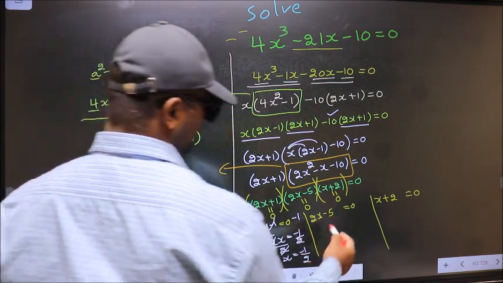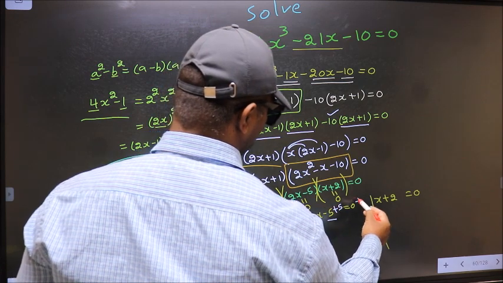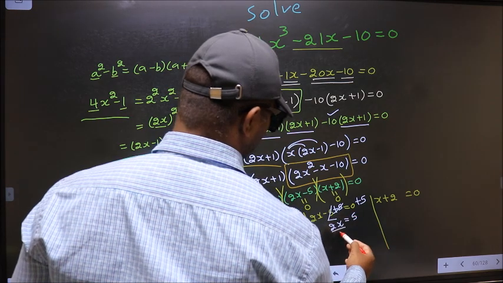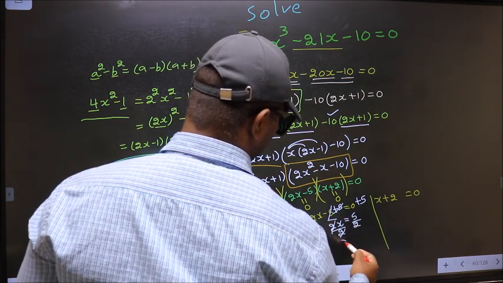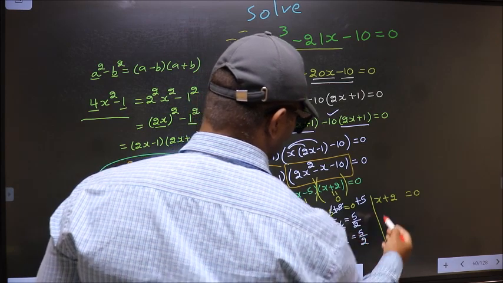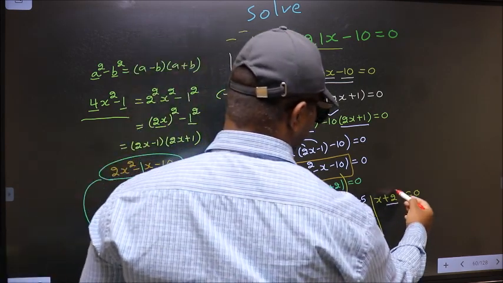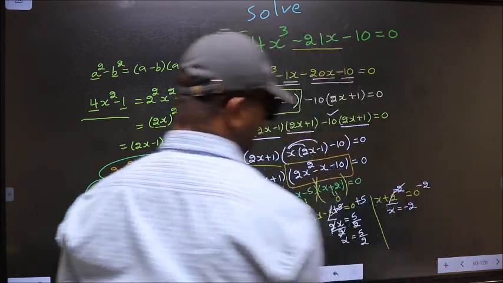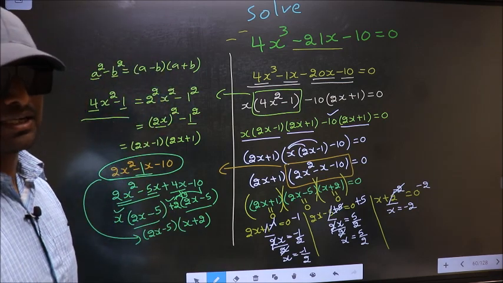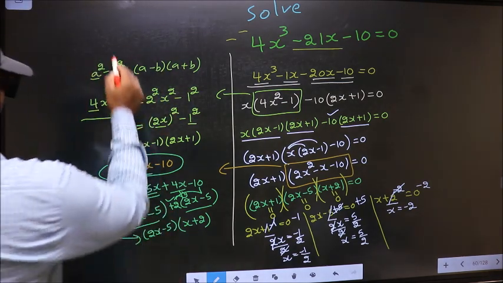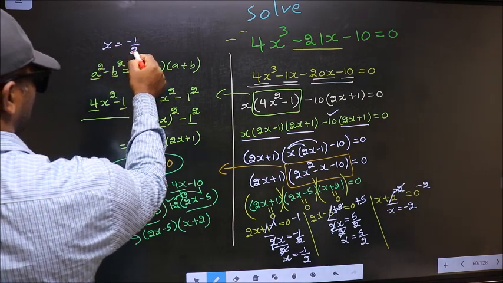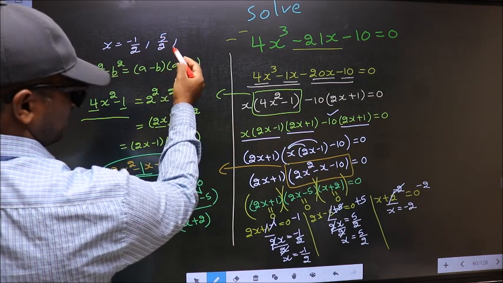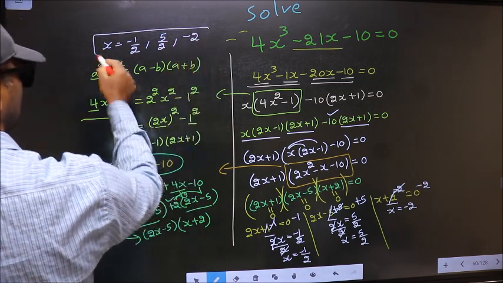Now here, I should remove minus 5, so add 5. You get 2x equal to 5. Now I should remove 2, so divide by 2. You get x equal to 5 by 2. Now here, I should remove plus 2, so subtract 2. You get x equal to minus 2. So the x values that we got are minus 1 by 2, 5 by 2 and minus 2. This is our answer.